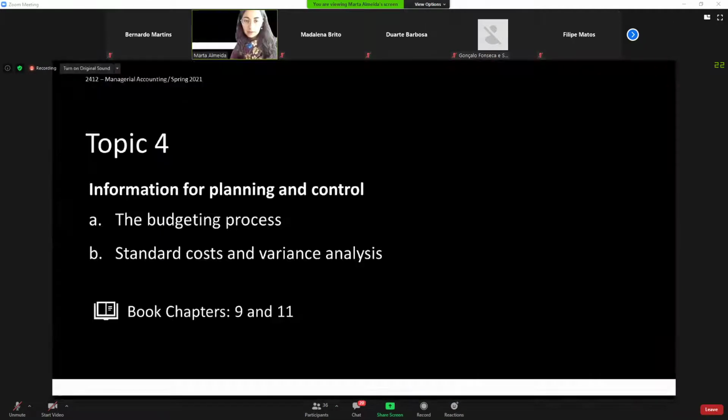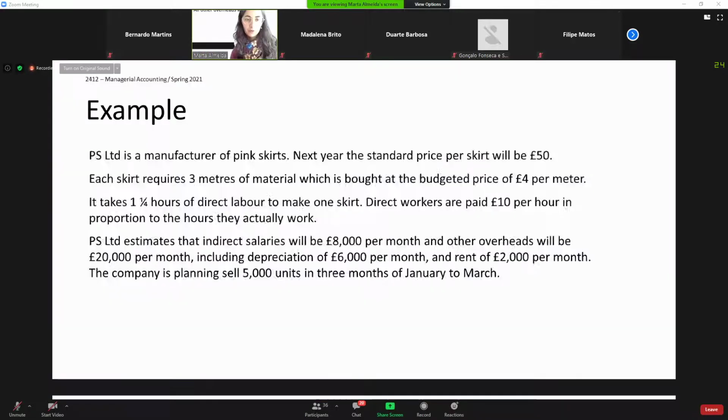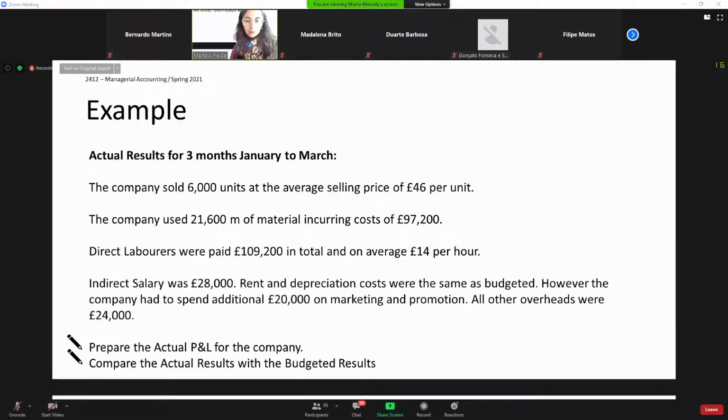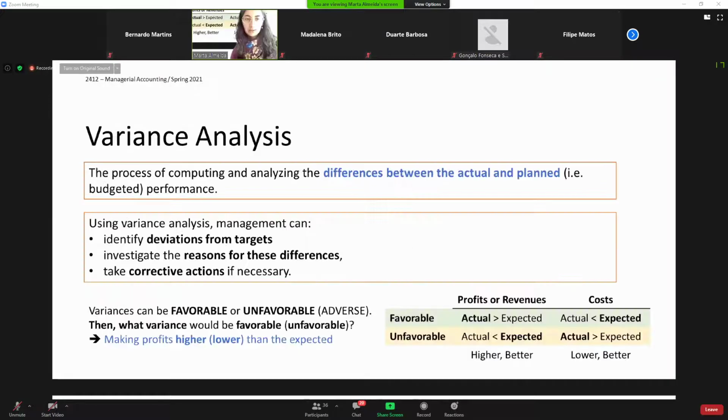Okay, let's see what we have there before. So we compared the actual results with the budgeted results, and now we have here variance analysis. So variance analysis is the process of computing and analyzing the differences between the actual and the plan performance. So that's what we briefly did here. So we compared what was the actual loss with the expected profit. Now we will go deeper in this analysis.